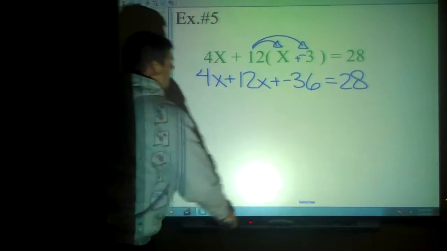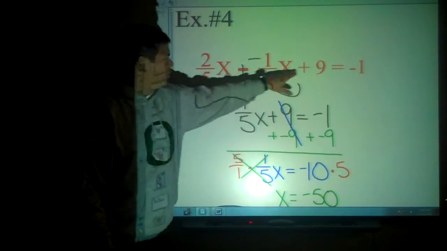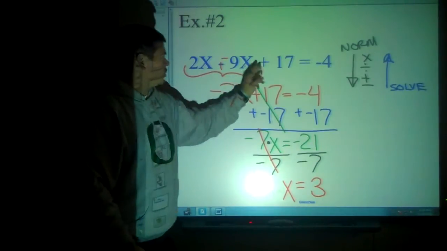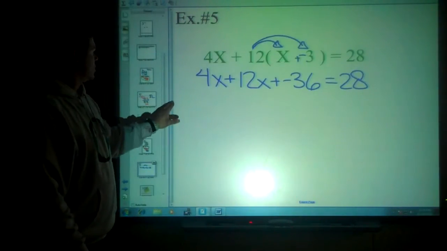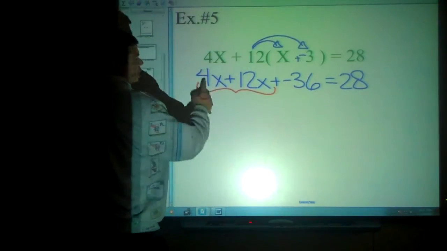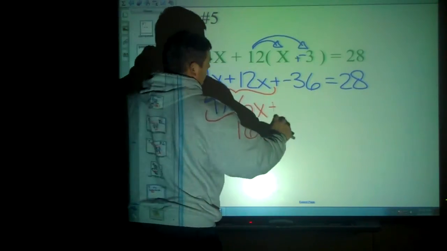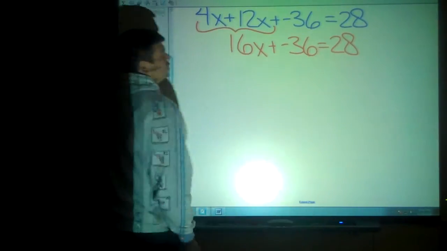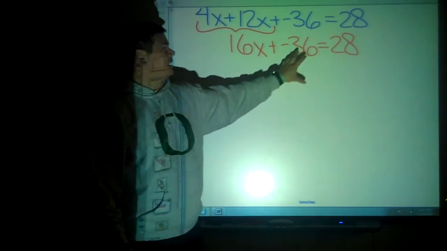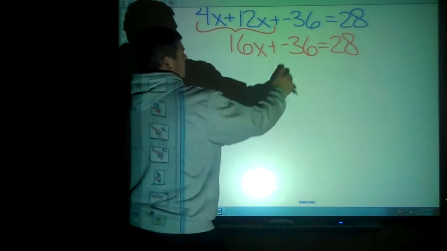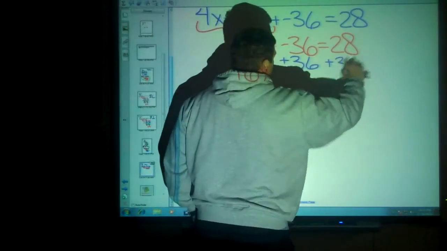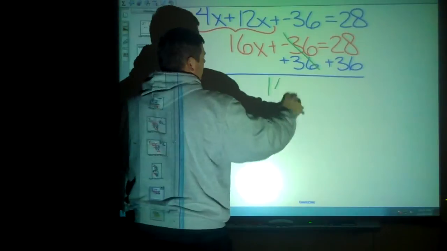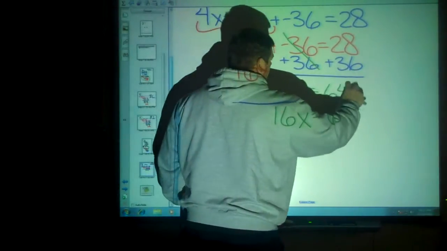And now the problem is identical to this situation where you have some stuff you have to add together, or this situation where you have like parts, or this situation where you have like parts. They're all the same. So I'm going to add these two together. 4x's and 12x's make 16x's plus negative 36 is equal to 28. Again, my normal order of operations would say to take care of the multiplication, but I want to get the stuff that doesn't have x's together. So I'm going to add 36 to both sides. When I add 36 to both sides, I get 16x is equal to 64.